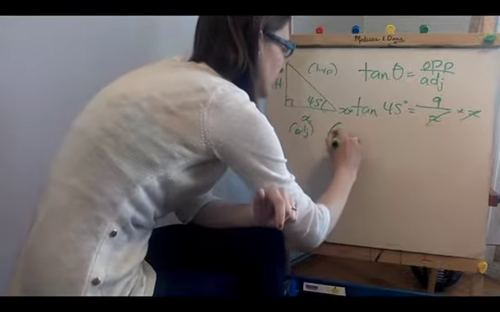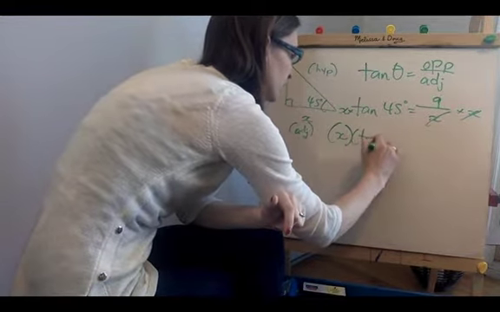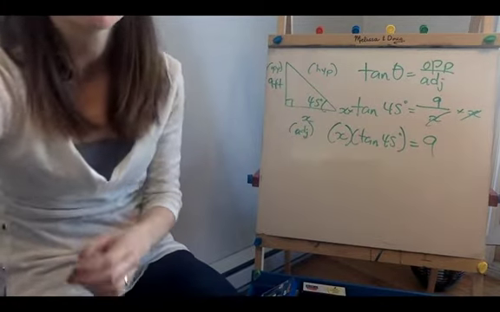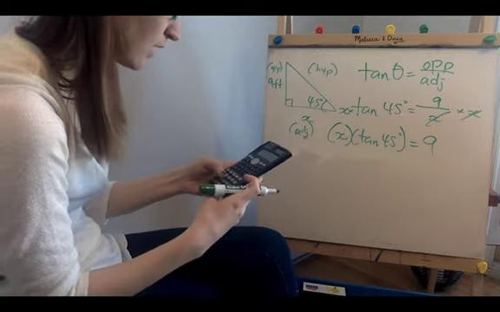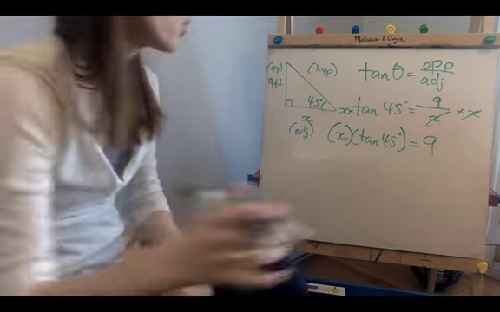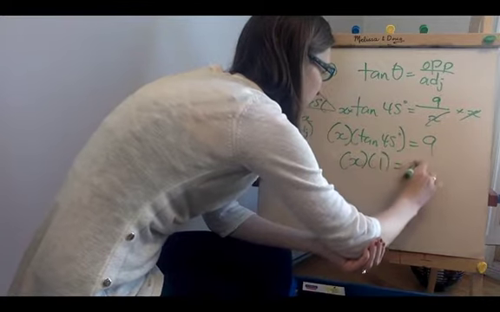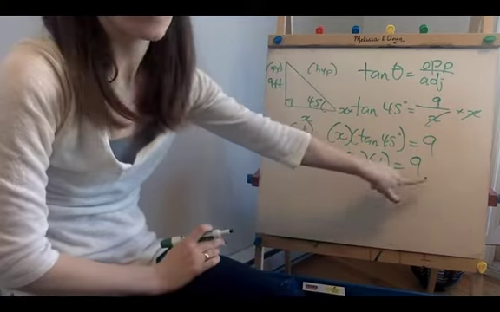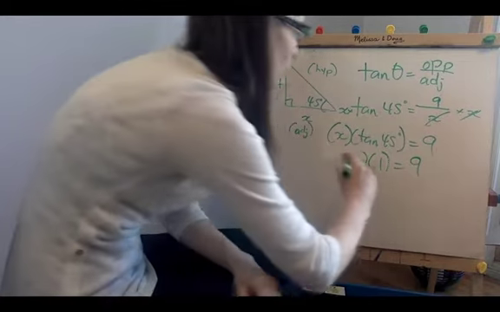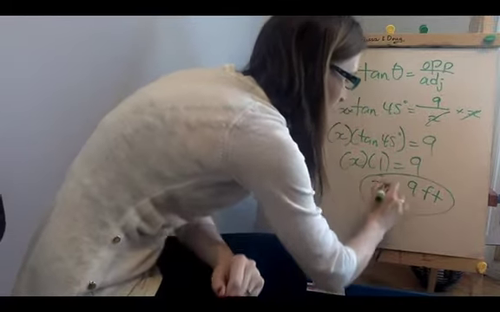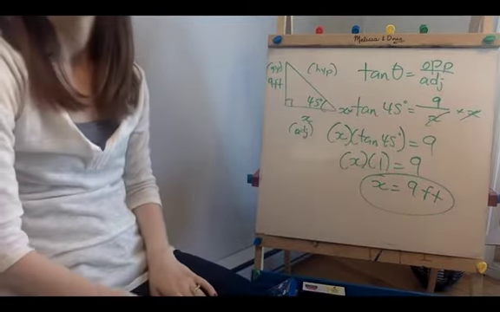Okay, so what you get here is x times tan of 45 degrees is equal to 9, and if you actually typed into your calculator what is tan of 45, it actually just equals 1. So what this means is that you have x times 1 is equal to 9, and then if you just divide both sides by 1, anything divided by 1 is itself, and you get that x is 9 feet, okay? And that's an exact, no rounding, okay?